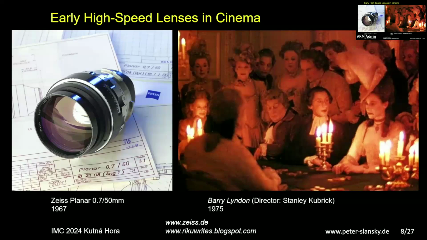By the way, the ISO of this film in those days was 250. That was the main reason: the sensitivity was so low that you really needed any photon you could grab from this candlelight. And it was done with a Zeiss Planar that Zeiss developed for NASA. I think 15 pieces were manufactured, and 2 of them were acquired by John Alcott for this film. And it was 0.7, 50 millimeter focal length.